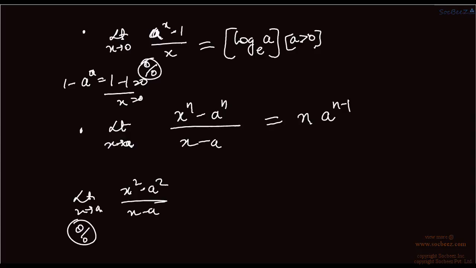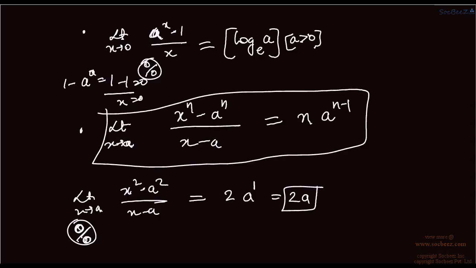Now this is 0 by 0 form, because when x is equal to a, the numerator x squared minus a squared becomes 0 and the denominator x minus a becomes 0. So this is 0 by 0 form. Now this is equal to n a to the power n minus 1. Here n is 2, so a to the power 2 minus 1, that is a to the power 1. So this is equal to 2a. This is how we calculate this type of limits.